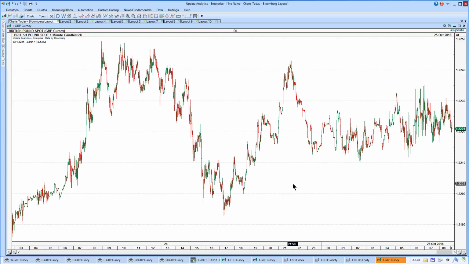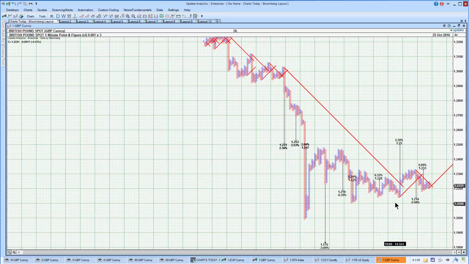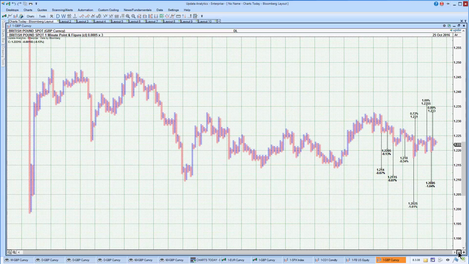Which way will we go? Hit the T key. That resolves all of the trends and targets on the point and figure, and we see here that we're just in this choppy phase. Just reduce the box size in this bottom right-hand corner here. We see we've got targets in either direction, so we just need to wait for the next move on sterling.